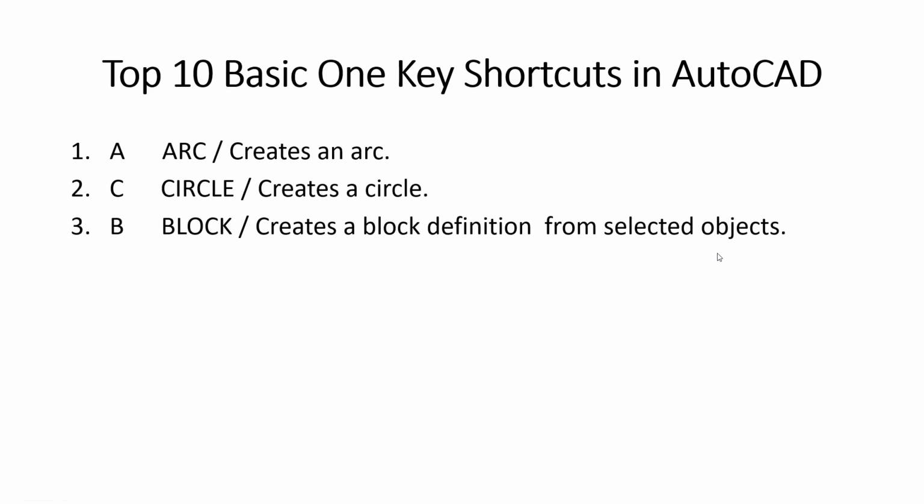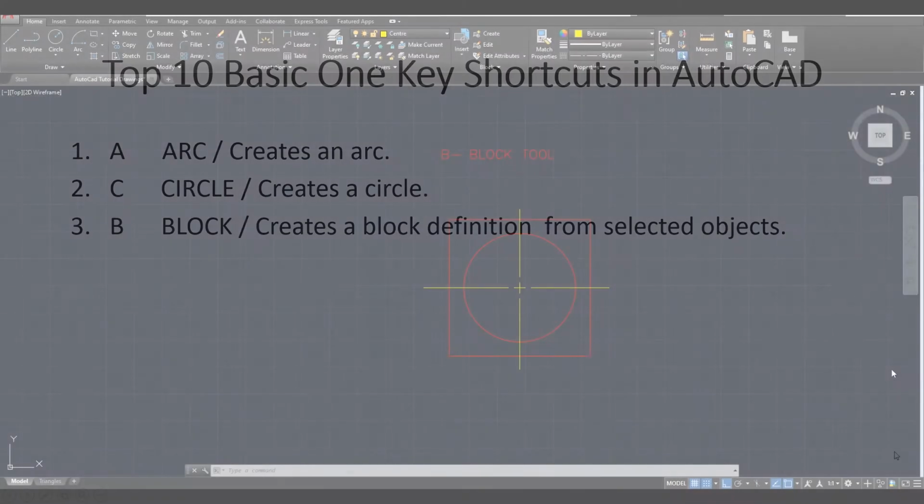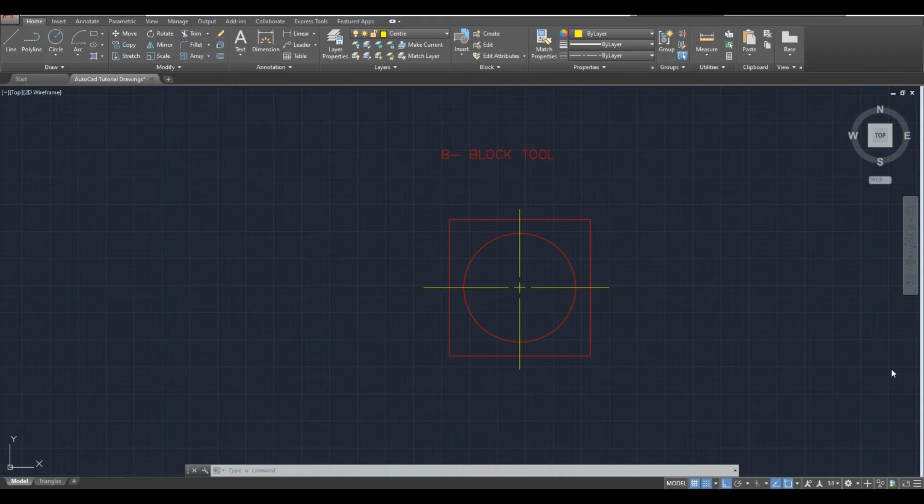Next up we have B for blocks, creating blocks. This is where you create or combine defined objects into one. Let's head on over to CAD where we look at an example of a block and how we can use it. So we're back here in CAD and we'll be looking at the block tool or the block command.